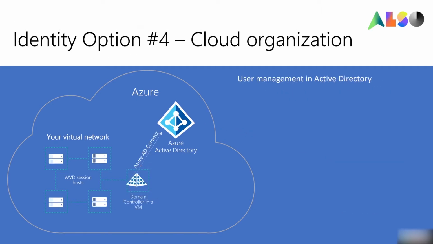Then option 4 is the complete cloud organization, where we don't have anything left on-premises. There we run the domain controller in Azure, and we connect our session hosts to this domain controller. And we use Azure Active Directory Connect to synchronize our AD and users and groups to Azure Active Directory.